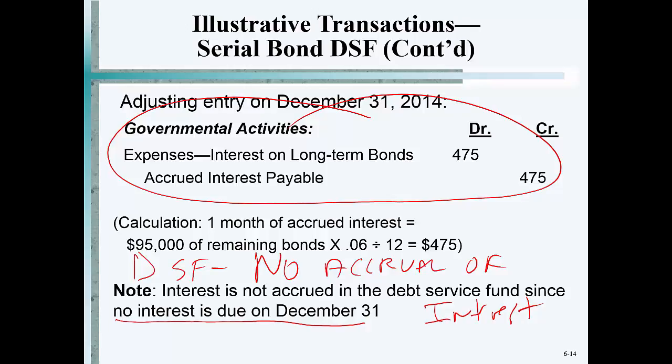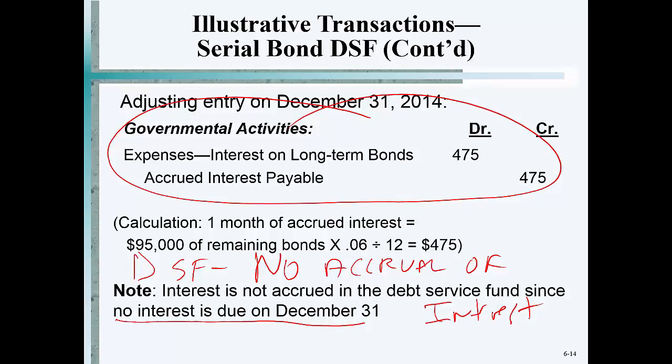Our next interest payment date is what? We just made one on December 1st. The next interest payment date is June 1st of the next year. Right? So are we in between interest payment dates? We're in between interest payment dates. Notice for the governmental activities, government-wide level, full accrual accounting, you accrued that one month of interest, didn't you? At the individual fund level, debt service fund, you do not accrue interest in between interest payment dates.